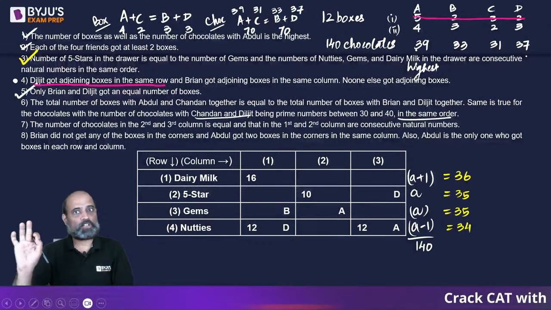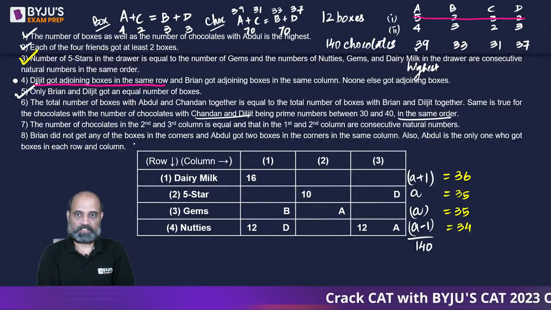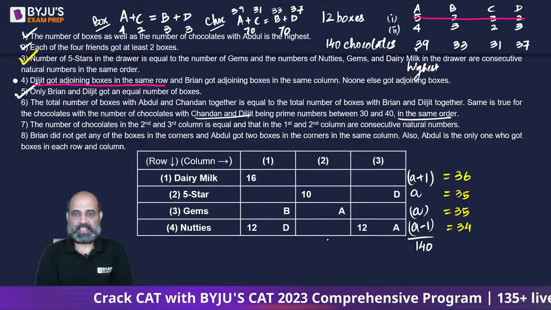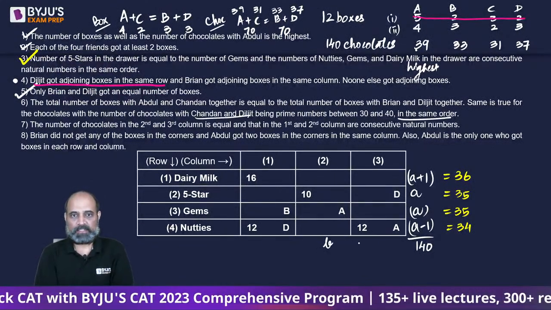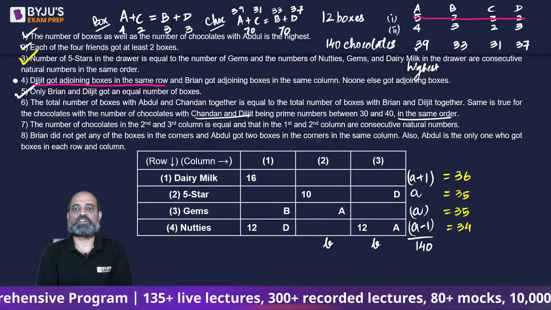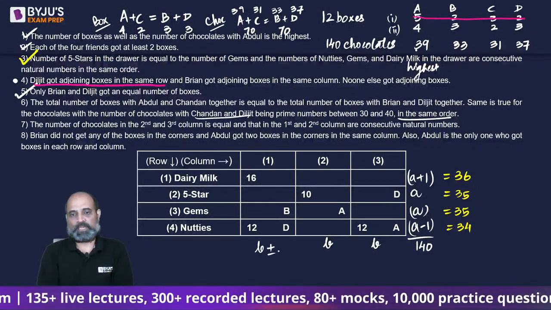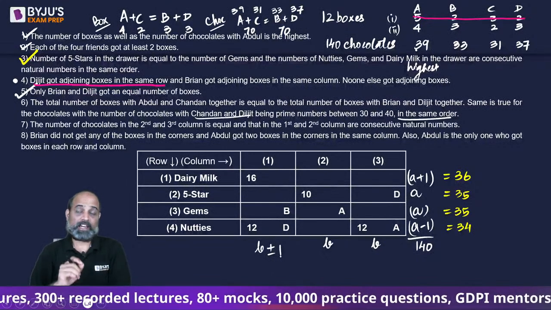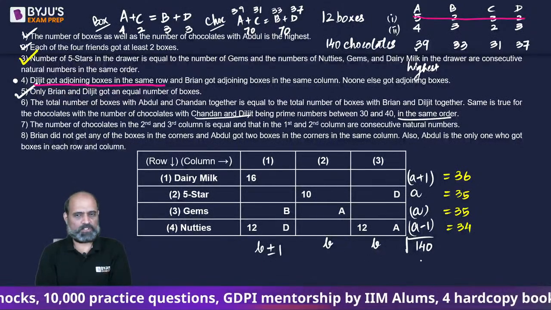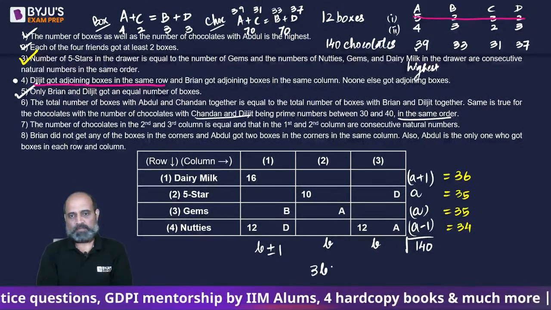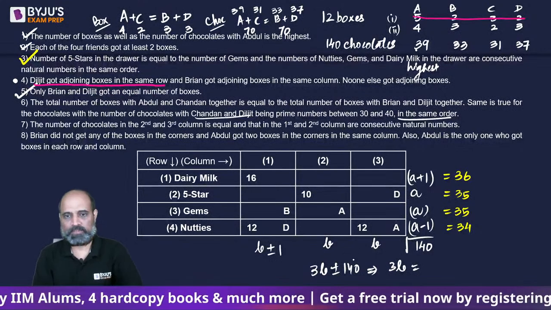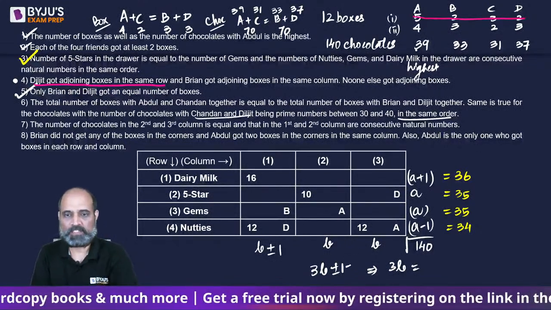Okay, we know how many boxes each one has received and how many chocolates each one has received. The number of chocolates in the second and third column are the same, they are equal, and in the first and second column are consecutive natural numbers. So it could be B plus minus 1, because it isn't written whether it's in increasing or decreasing order. So from here also can we say this sum is going to be equal to 140, as in 3B plus minus 1 is 140. That gives us 3B plus minus 1 is equal to 140.